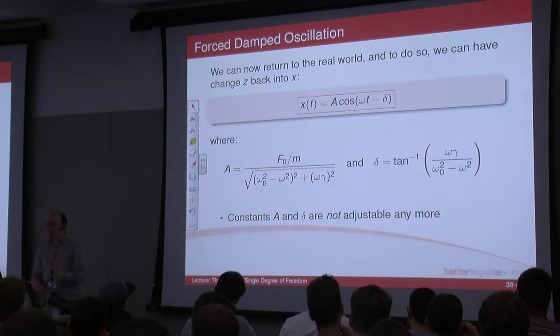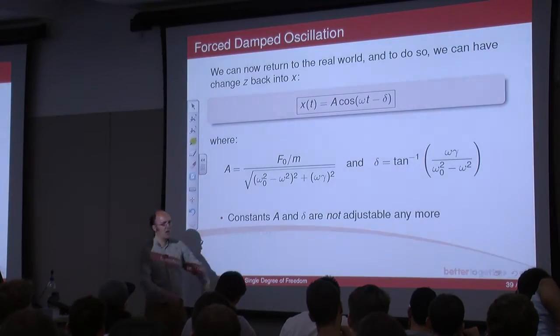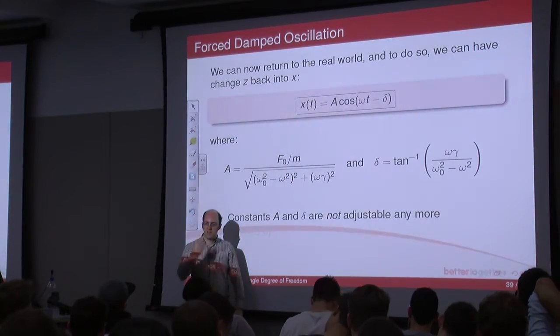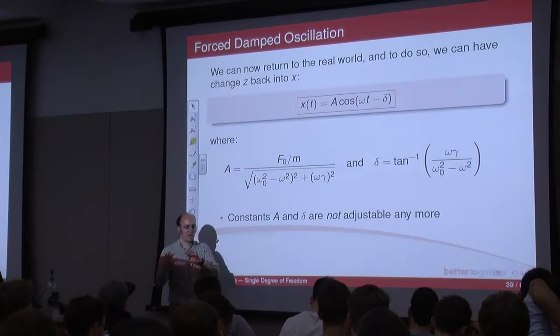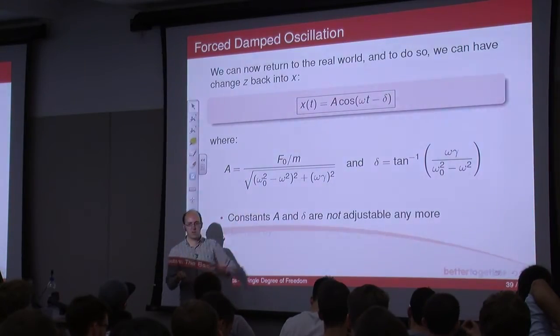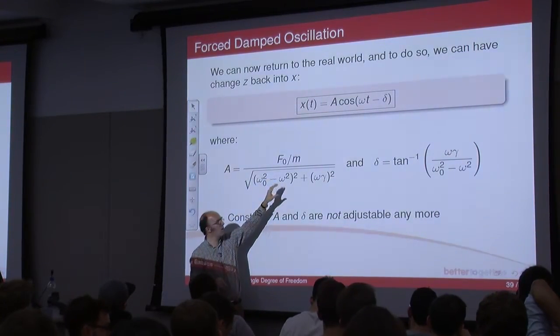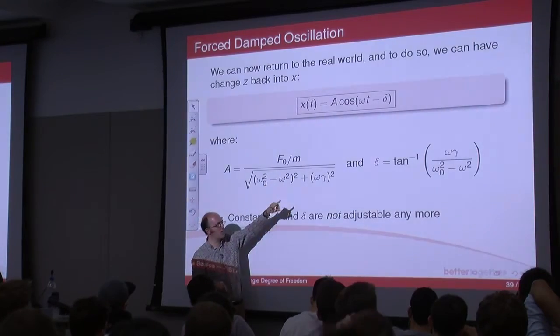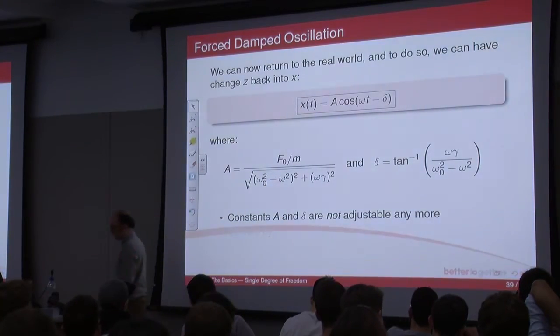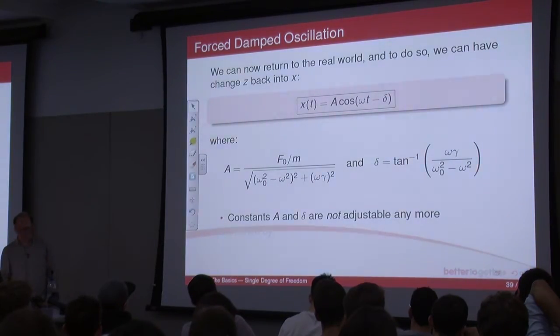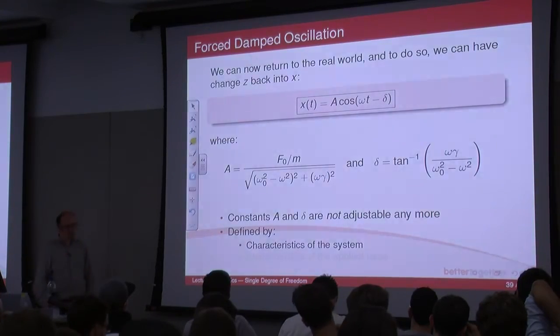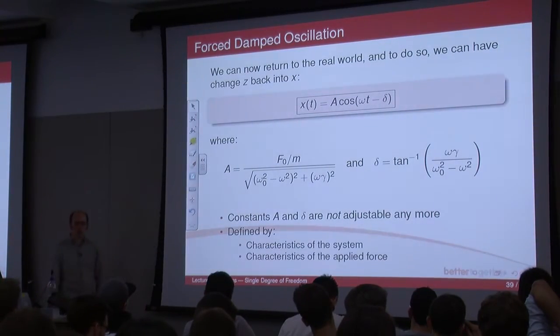It doesn't matter what the system is doing when time is zero. You will give it a forcing function and the system will respond, and eventually when all the transients die away, you'll end up with an oscillation with a certain amplitude dependent upon the system and a certain phase dependent upon the system. Constants A and delta are not adjustable anymore, and they're defined by the characteristics of the system and of the applied force.